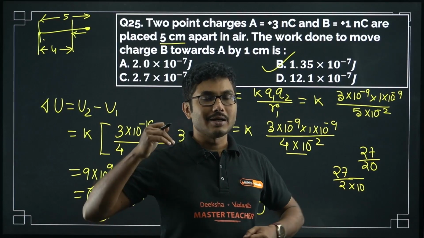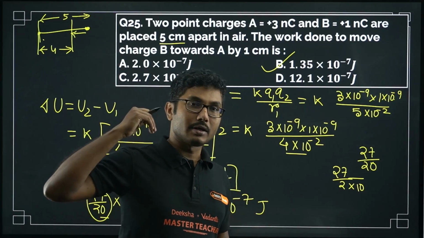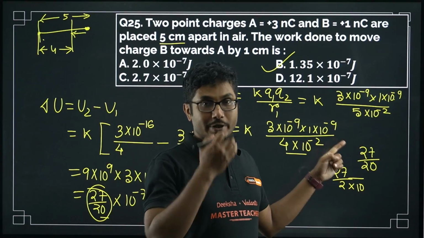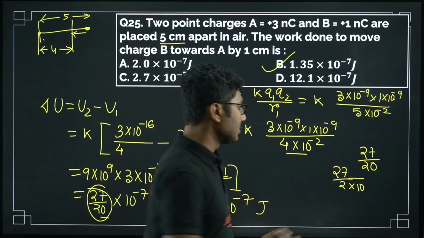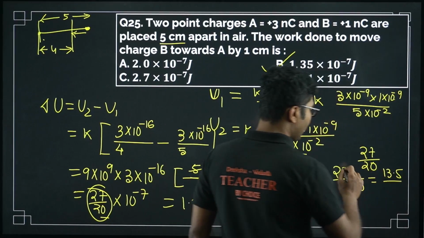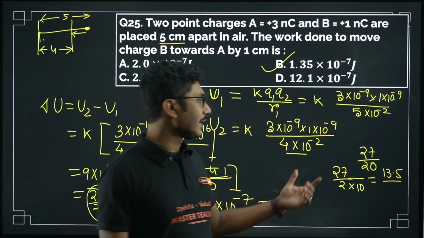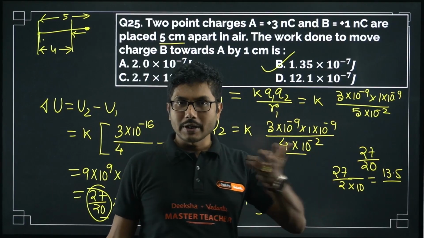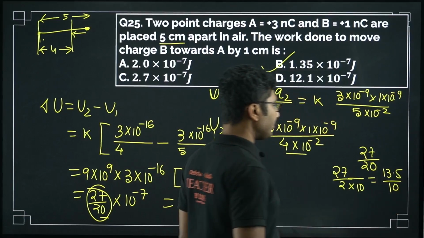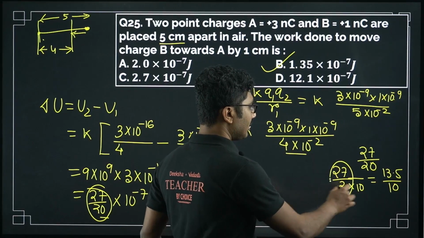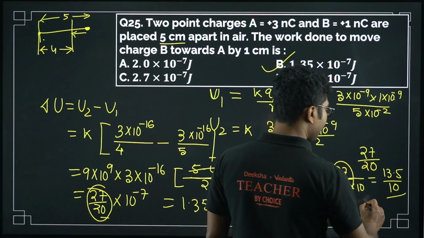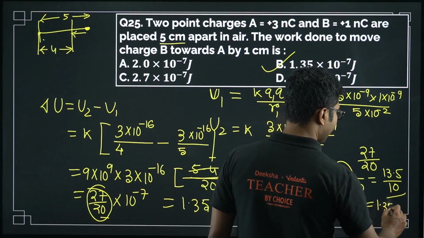That is 13.5. 28 means 14, so 27 will be 13.5. So 13.5 is the 27 by 2. If you are very good at maths, 27 by 2 as 13.5 you can directly do it. Now that is divided by another 10. So this part is taken care of. This part is taken care of. So we are dividing it by another 10. That means it will be 1.35.